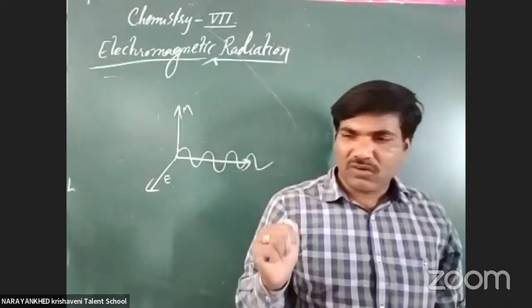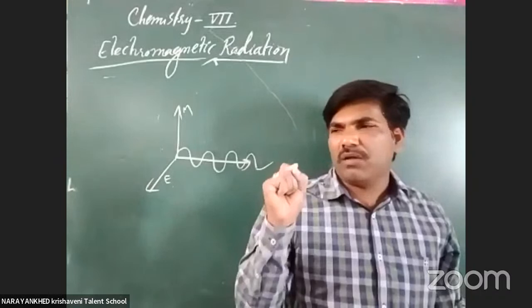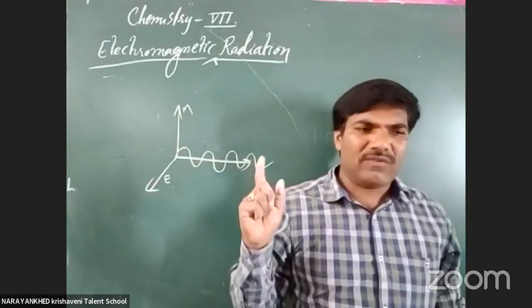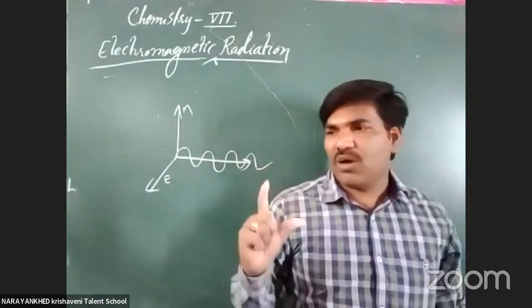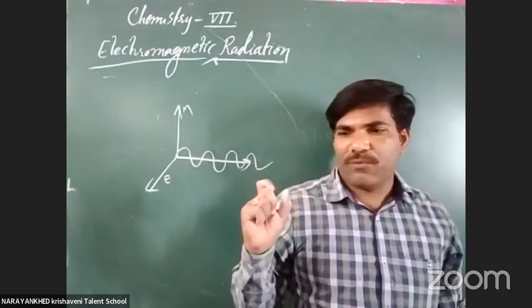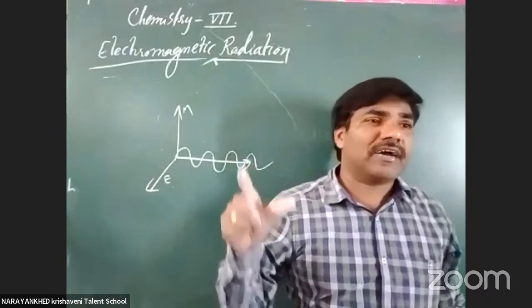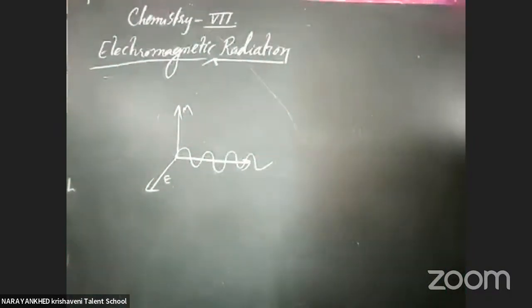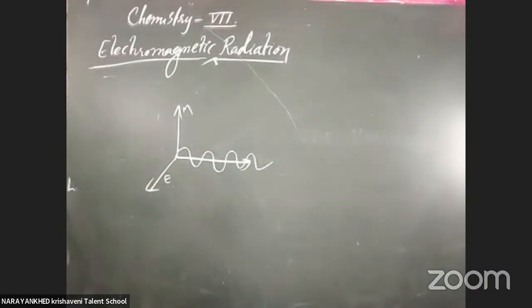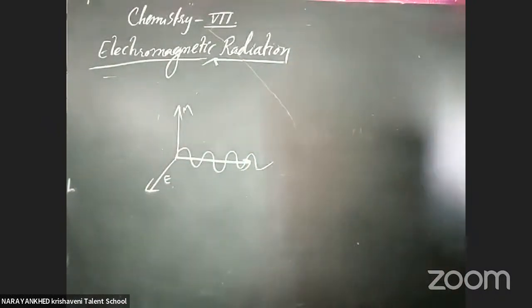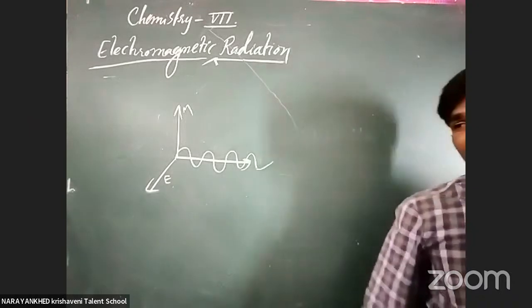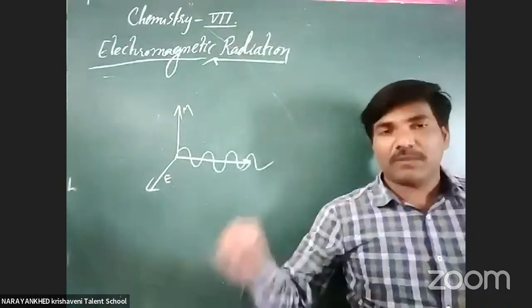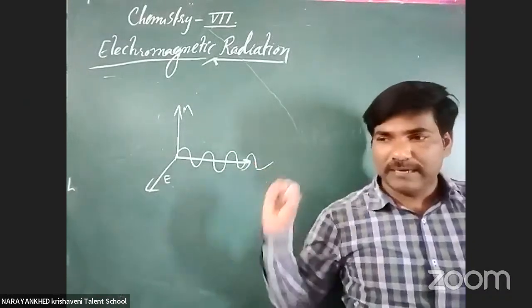Why? Because they have a very small wavelength or a very high wavelength. Got it or not? What is the wavelength? First, you have to know what a wave is. What is a wave? A disturbance coming in the medium is called a wave. Clear or not? I hope you got it. A wave is nothing but a disturbance coming in the medium.